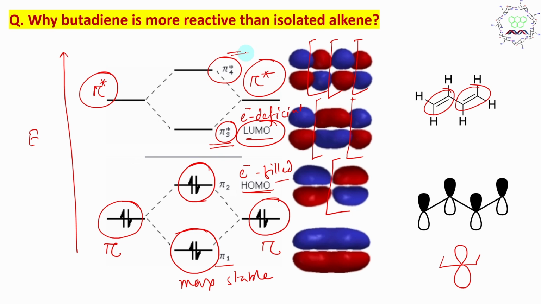Remember, an electron prefers to stay in the lower energy orbital. The longer an electron stays in a low energy orbital, the more stability it will feel. It means if electrons stay in this pi 3, it has lesser energy, which means more stability.